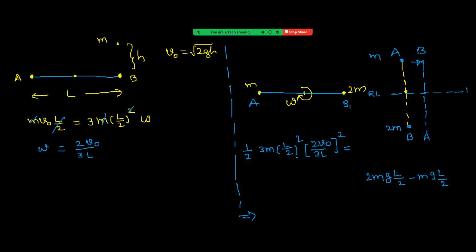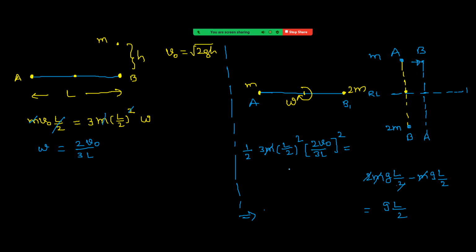Now simplify and see what we are going to get. First of all, both sides mass gets cancelled. Next, g: here 2 and 2 get cancelled, leaving gL and gL by 2. See carefully, gL minus gL by 2, so gL by 2 is left.